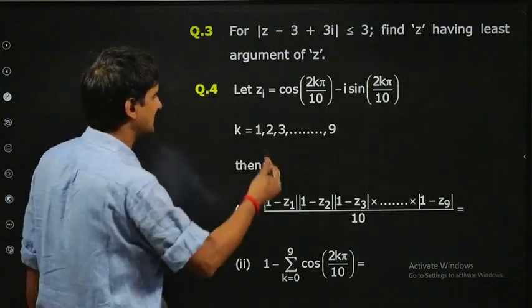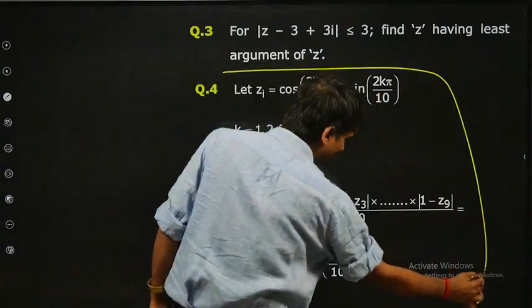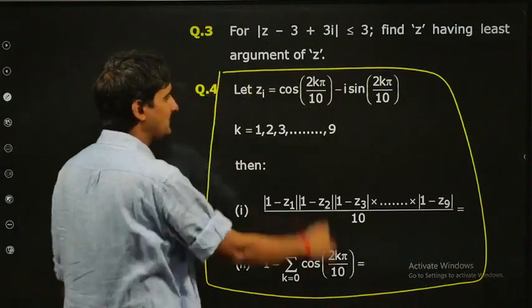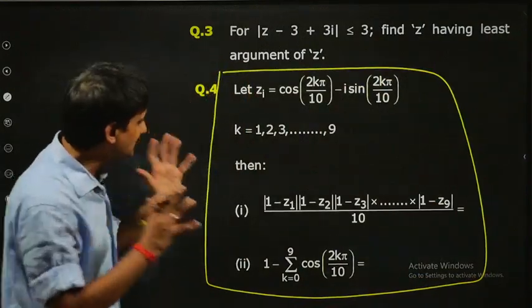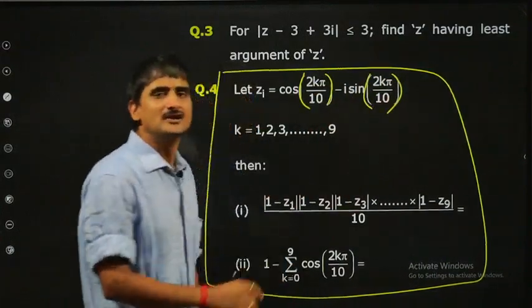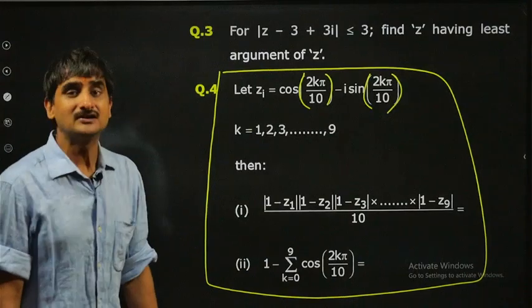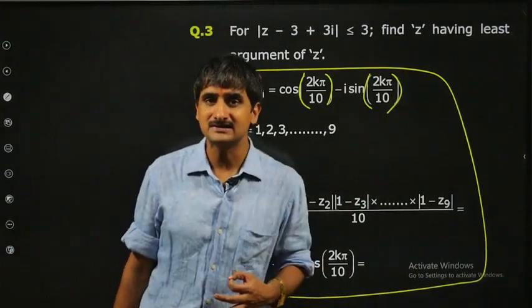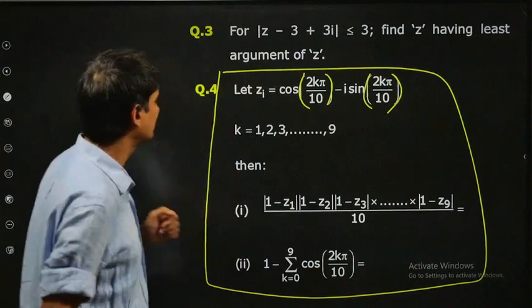That's the second question which you would have got as a post. So we have to evaluate it. Now see, looking at this form of the angle within cos and sine, what does it tell us? It reminds us about the concept of roots of unity.